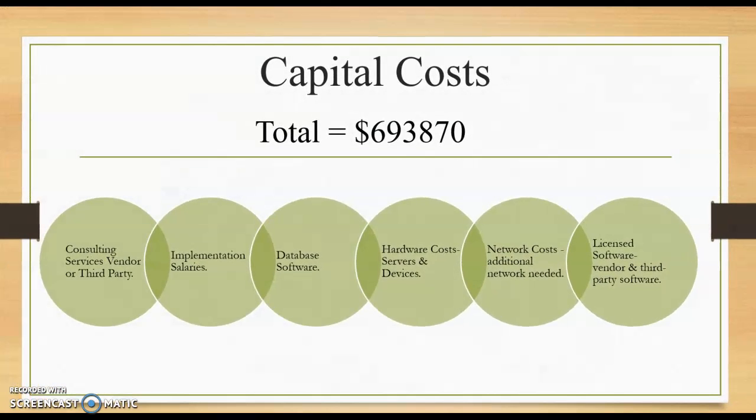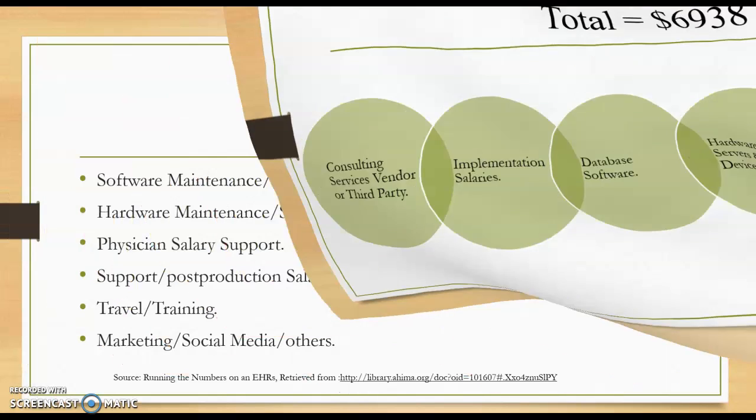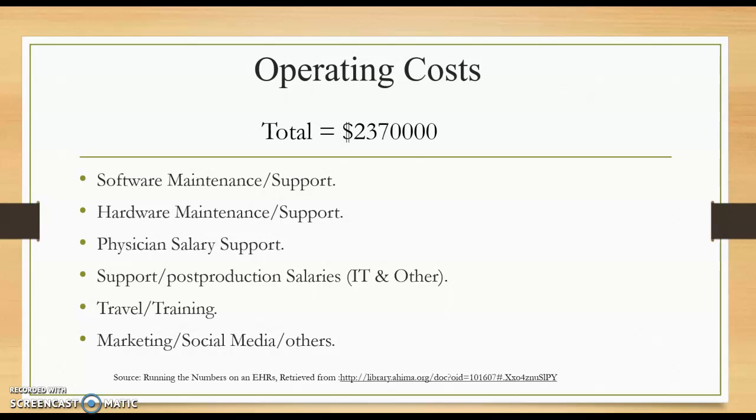As you can see, for the capital cost for the project, we estimate a capital budget of 69,3870, which includes consulting services, vendor or third party, implementation salaries, database software, hardware costs, servers and devices, also network costs and additional network needed, along with licensed software vendor and third party software. Operational cost is estimated as $2,037,000, which includes software maintenance support, hardware maintenance and support, physician salary support, support post-production salaries, IT and others, travel and training, marketing, social media and others.